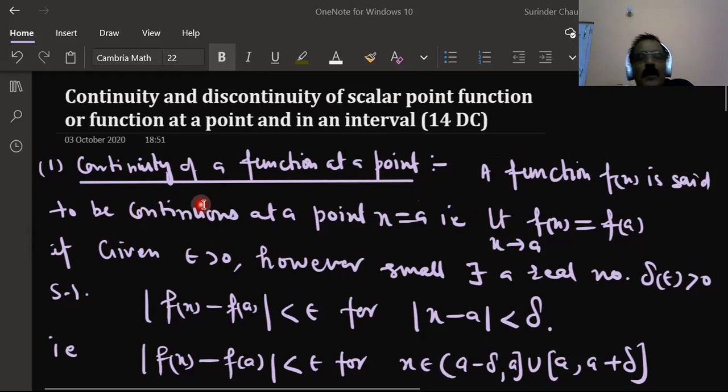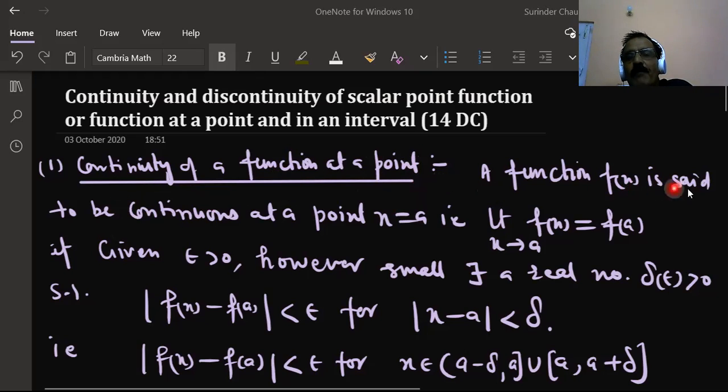For that, let us define continuity of a function at a point and compare it with the limit of a function in the neighborhood of a point. We'll just note down the change in the definition and continue with the change for the continuity of a function at a point, and then we'll discuss the continuity of the function in an interval. Now let's define continuity of a function at a point.